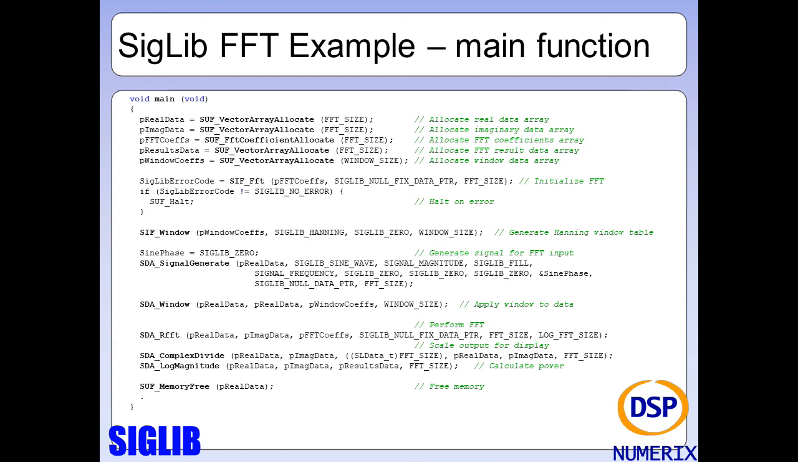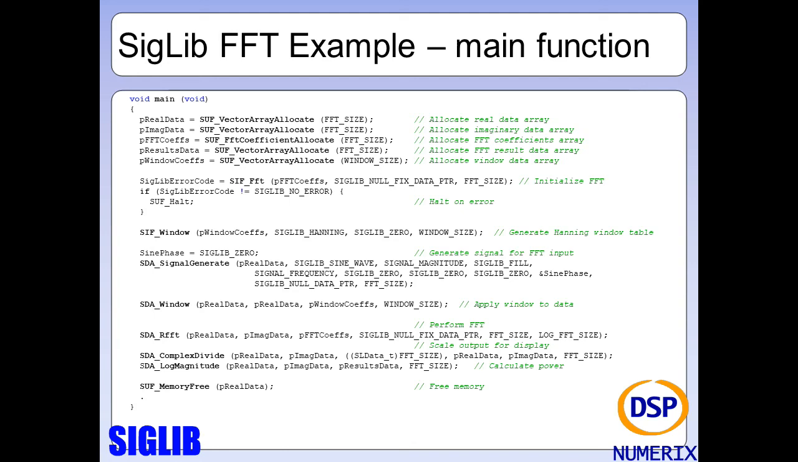For the FFT function, we also need to provide a pointer to the FFT coefficients. We have our same null pointer because we're not using the fast lookup table mode in this particular example. We need to provide the FFT size and also a parameter which is the log to the base 2 of the FFT size.